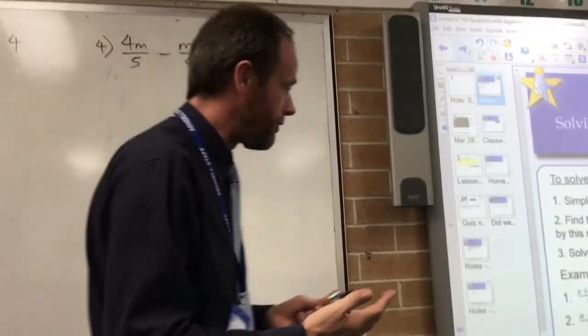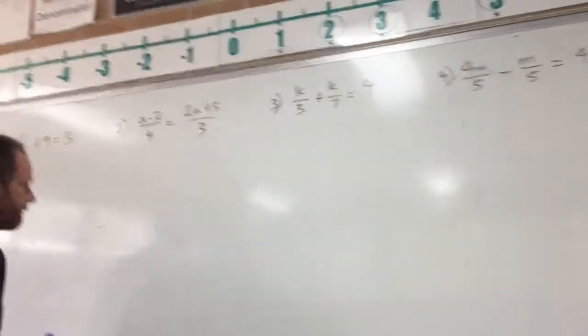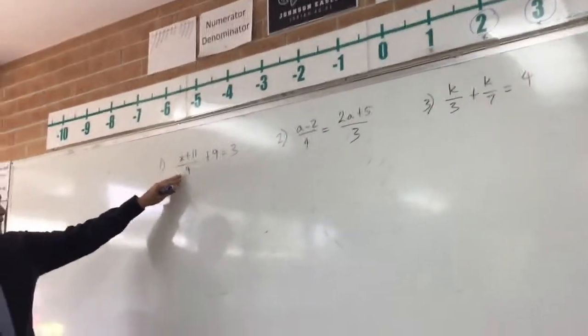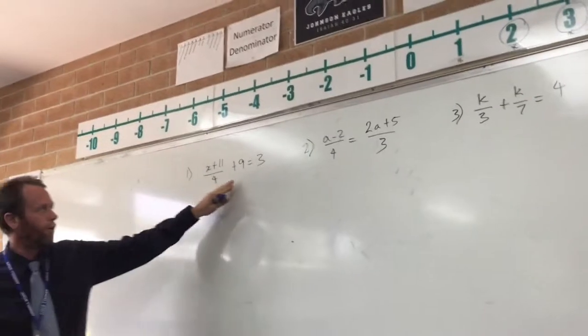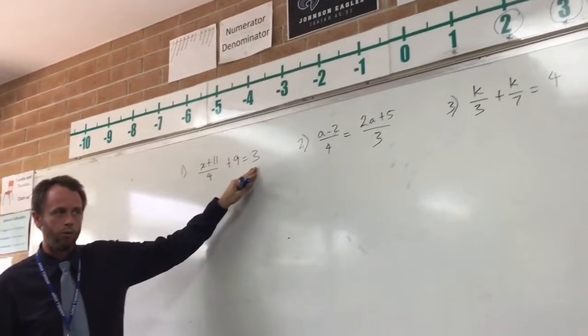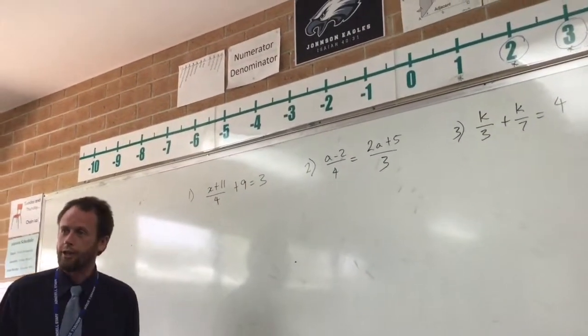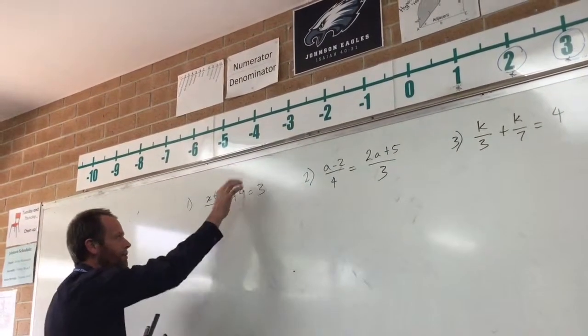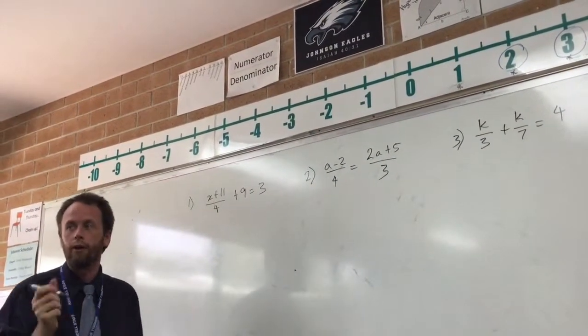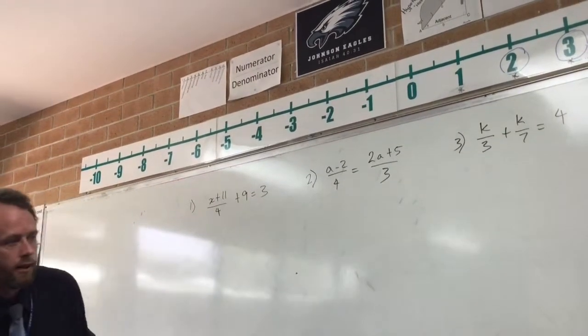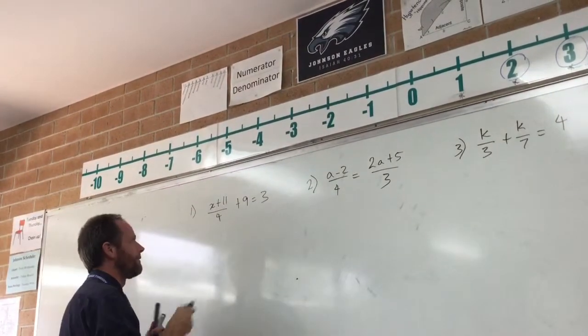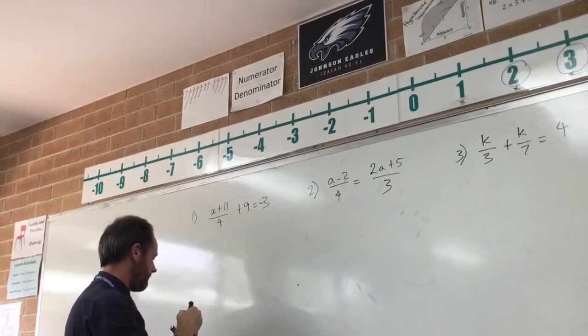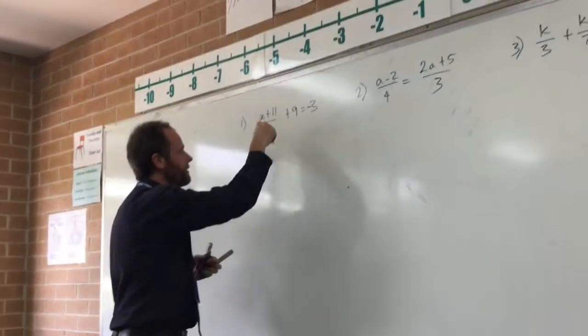So let's go to our first example. I've already written it up, all the way over here. We have (x + 11)/4 + 9 = 3. The first thing I've said is to actually simplify. So if I'm going to simplify, I can see I've got a plus 9 running around over here. Have I missed a negative? Thank you. I missed a negative. Don't forget that.